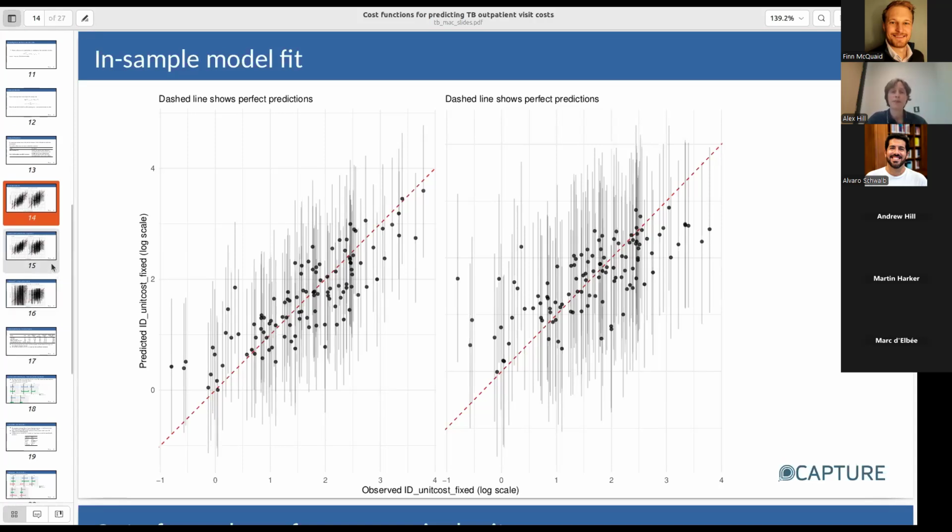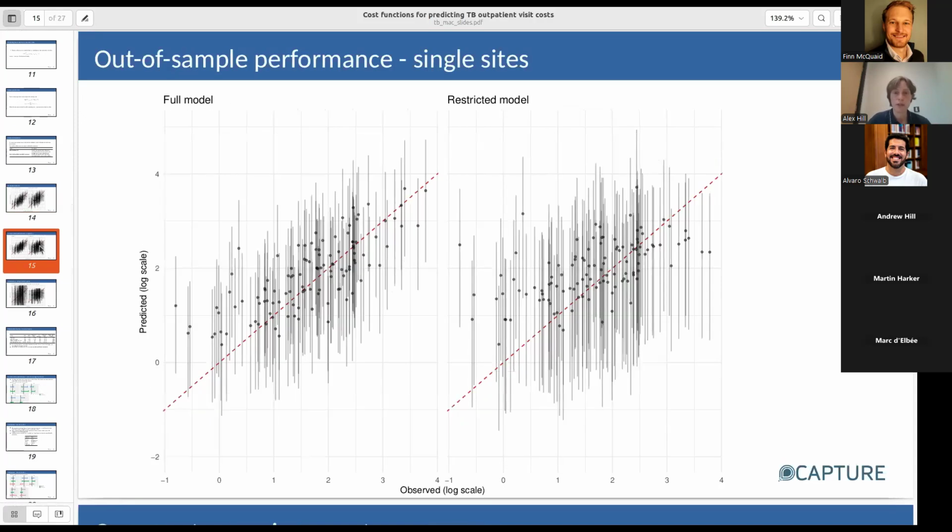But then the purpose of this work is really to look at how well these approaches help us to extrapolate to new settings. So the much more important measure here was looking at out-of-sample fit. For that, I used k-fold, 10-fold cross-validation. So leaving some data out of the training set, training the model, and then predicting on the left-out data. And when you do that, the predictions for sites not in the training data look a bit more like this.